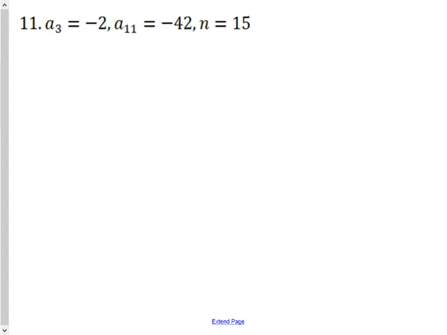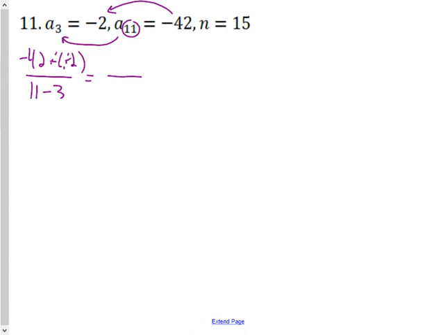The third term is negative 2. The 11th term is minus 42, and we want the first 15 terms. So we need to find the formula. This is the one where we need to use slope. We're doing 11 minus 3 on the bottom, which tells us how many jumps there are. And the distance we covered, negative 42 minus a negative 2, gives us the common difference. So negative 42 plus 2 gives us negative 40 over 8. So we're subtracting by 5.